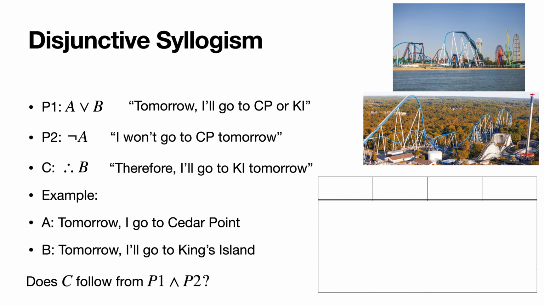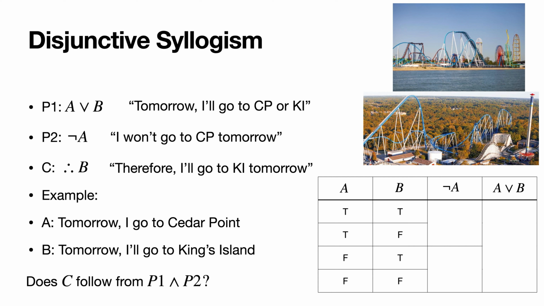So let's find out. We're going to make a truth table here. We're going to put A, B, and I'm going to add a column for not A just to make things a little bit easier. And we're going to have A or B, that disjunction there. So let's make sure we have all possibilities for A and B. We have 4 cases, 2 for A and 2 for each value of B, for each value of A.